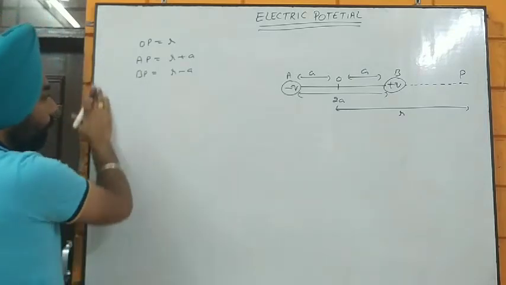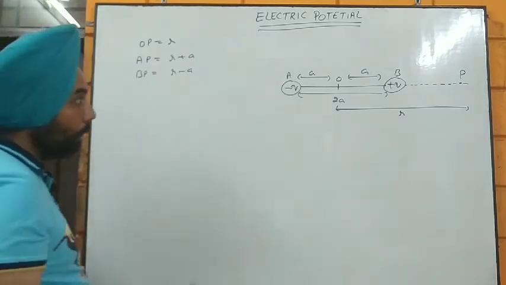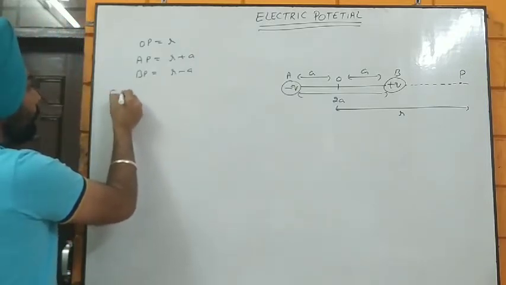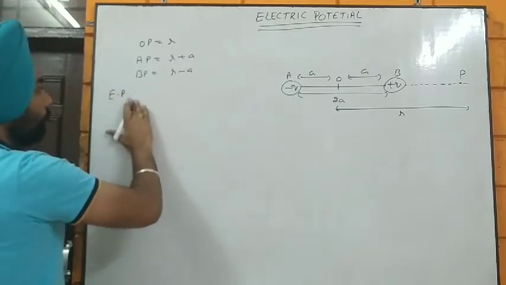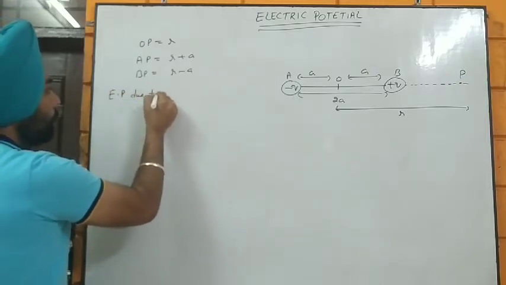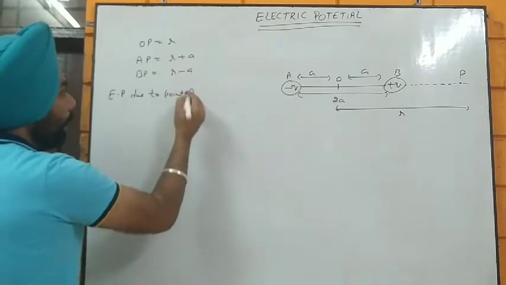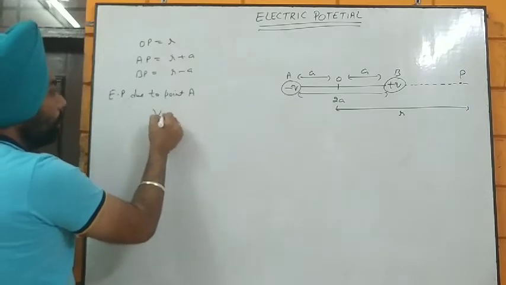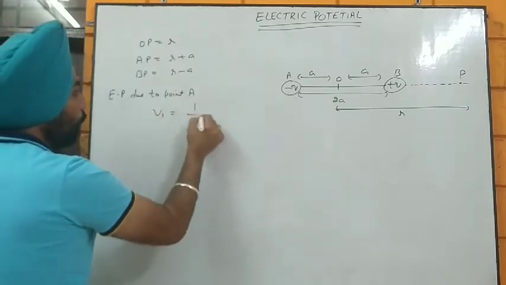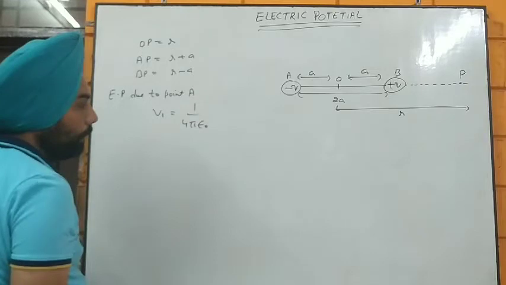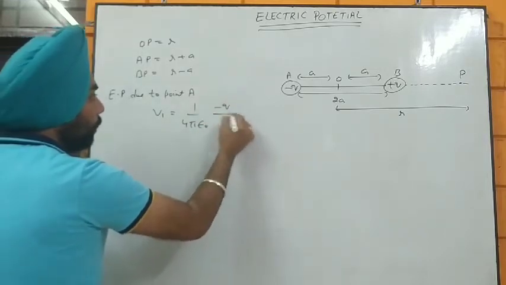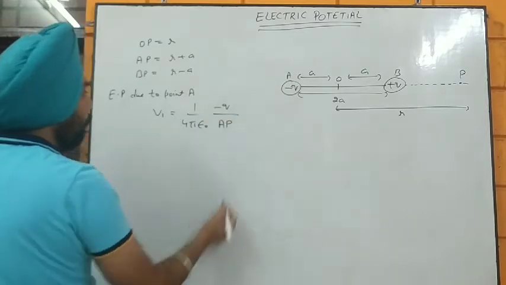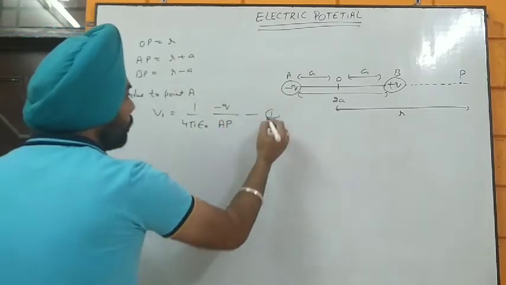Now how can we solve for the electric potential? Electric potential is very simple. Now the electric potential due to point A, where we have a negative charge, let's suppose that is V1. The formula for that is 1 by 4 pi epsilon naught, now minus Q, and the distance here is AP. So that should be marked as equation number 1.